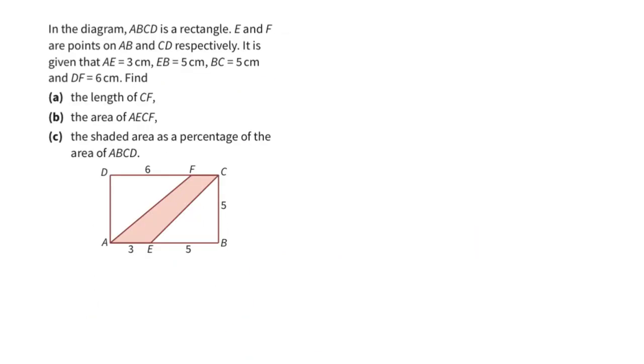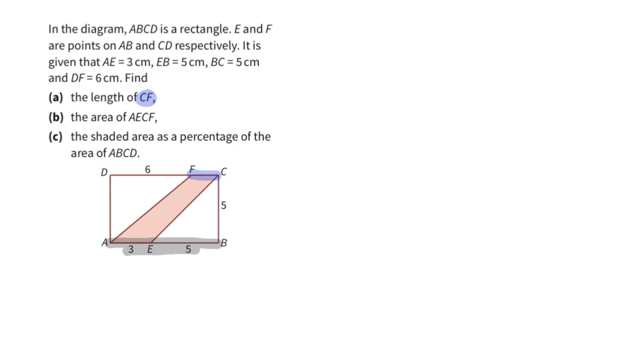Hello everyone, welcome to this question where we are given ABCD is a rectangle. And all the sides are given, yeah? So let's see what do we need to find? We need to find this length of CF, and I do notice that we actually are able to get the length of the rectangle pretty easily.